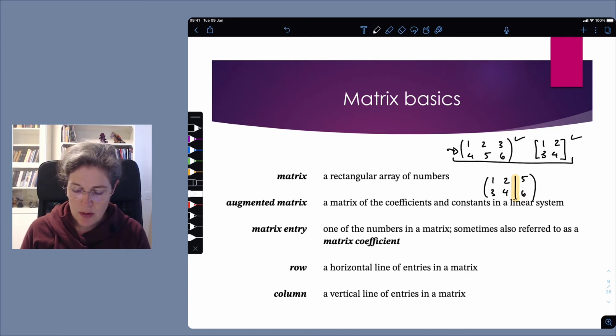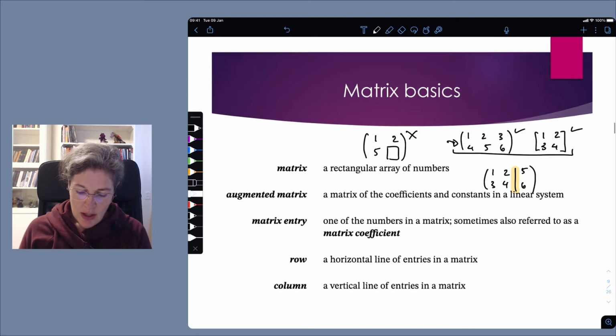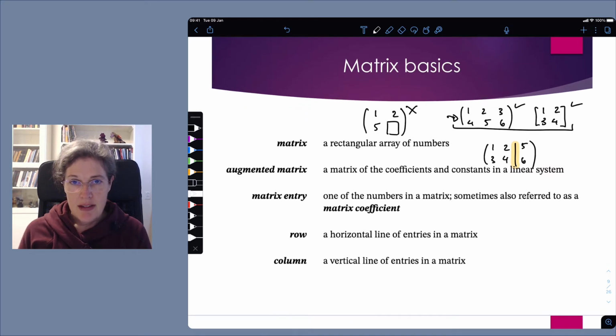So both of those are matrices. Something like 1, 2, 5 is not a matrix because it's not rectangular. There should be something here. Okay, so that's not a matrix. Now that we've got many different numbers happening in one matrix, we need some way of referring to the individual numbers in the matrix, and we call each one of those a matrix entry. Sometimes, depending on the textbook, you'll hear it called a matrix coefficient.